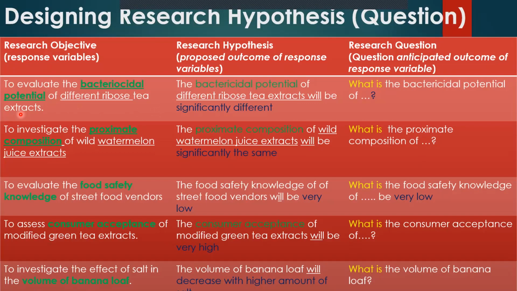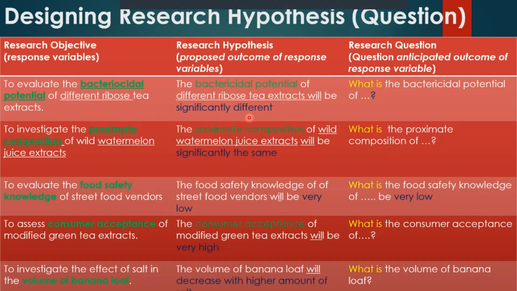Then see how I can transform that to the hypothesis. So what am I investigating? The bactericidal potential. Remember that this is an experiment, so the independent variable must have groups. So I'll say the bactericidal potential of different rooibos tea extracts will be significantly different. So now this group is transformed into different rooibos tea extracts will be significantly different.